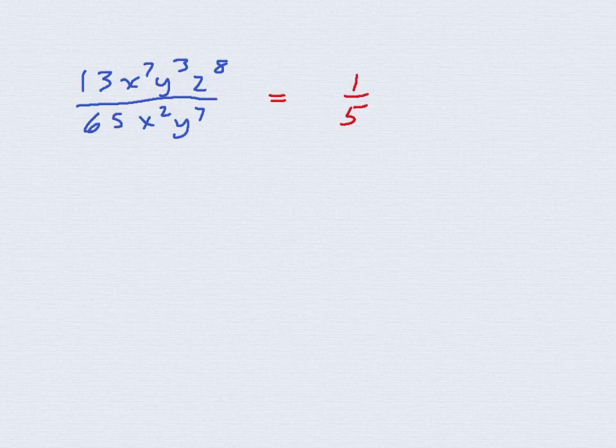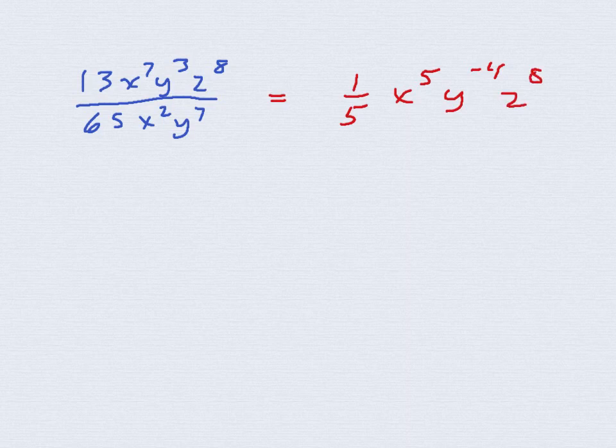Now in terms of the letters, x to the 7 divided by x to the 2nd is going to be x to the 5th, because that part is going to subtract. Y to the 3rd divided by y to the 7 is going to be y to the negative 4th. And then z to the 8 doesn't divide by anything, so it's just going to be z to the 8th.